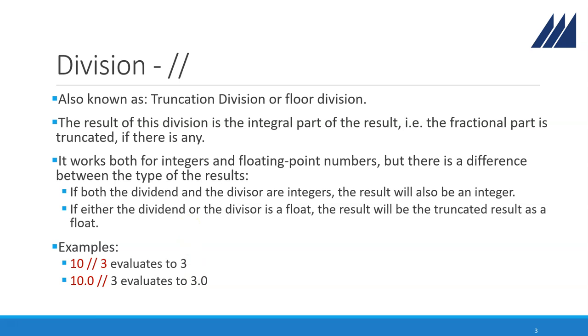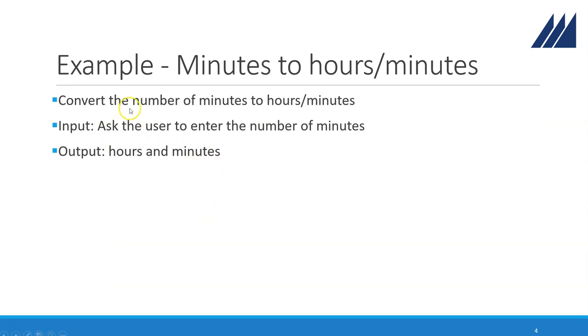How can I use them? How are these two types of operators handy? Well, there are some types of problems where you will find them very handy. Let's take a look at this example here. This example wants you to take a number of minutes and convert it to hours and minutes. For example, if I give you 75 minutes, the program should give back the result: 1 hour and 15 minutes. If I give you 120 minutes, the output from the program should be 2 hours and 0 minutes. How can we do that?